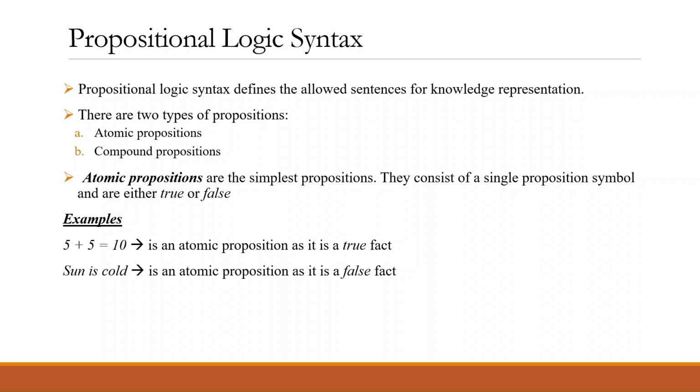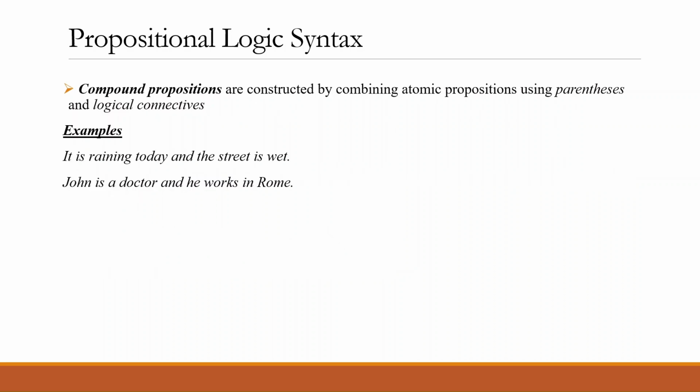And here we have two examples of atomic propositions. 5 plus 5 equals 10 is an atomic proposition as it is a true fact, while the sun is cold is an atomic proposition as it is a false fact. Compound propositions are constructed by combining atomic propositions using parentheses and logical connectives.